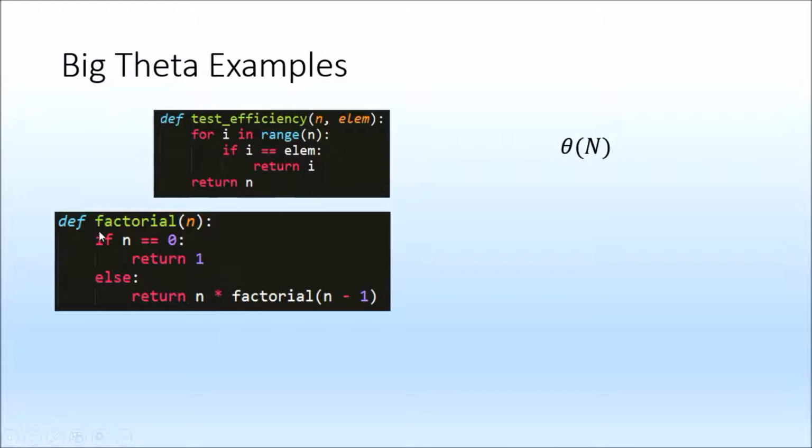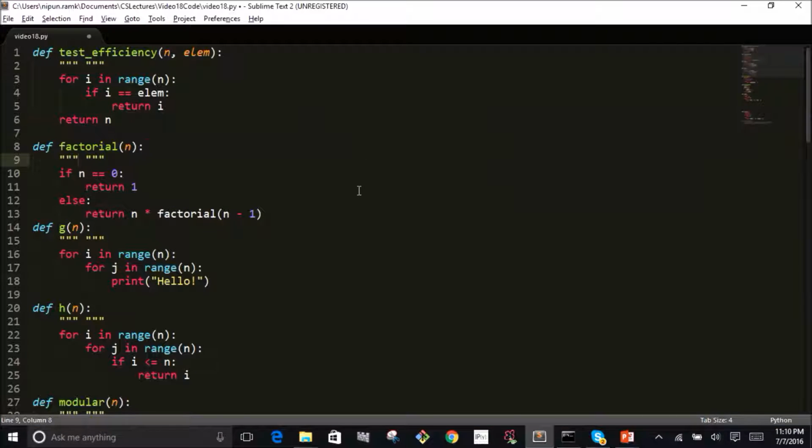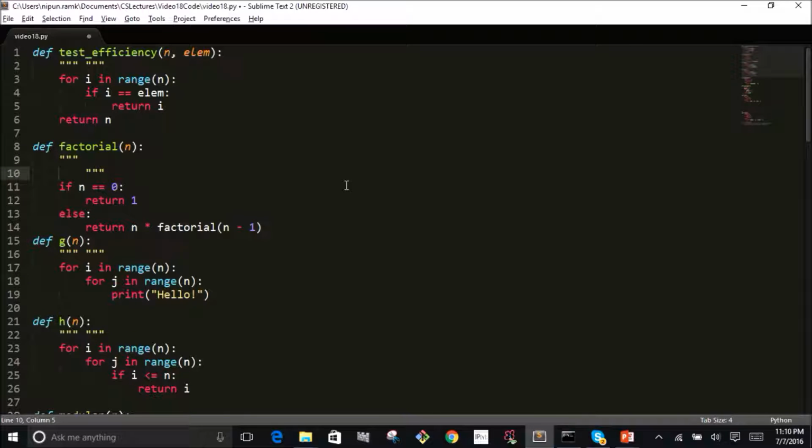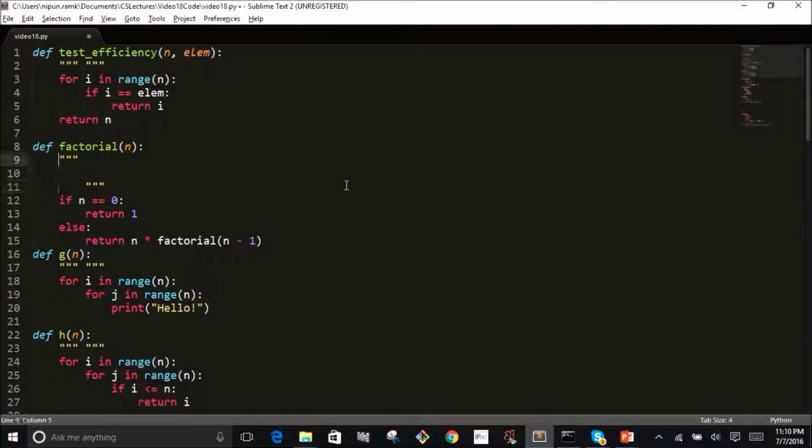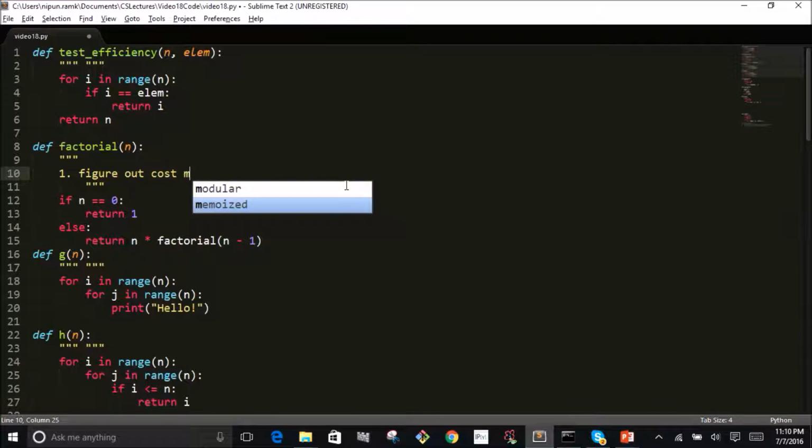But now let's look at another example. For this one, I'm actually going to go into the editor, and we're going to diagram this out. So here we have the factorial function. How are we going to figure out the runtime of the factorial function? The first step whenever we figure out the runtime of something is to figure out a cost model. So first step is figure out the cost model.